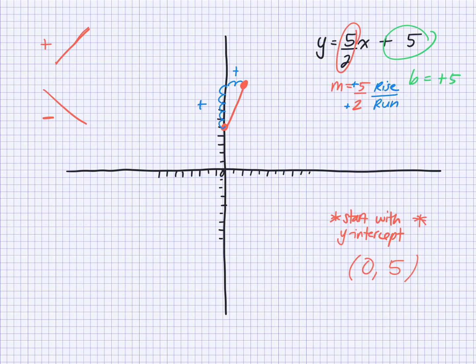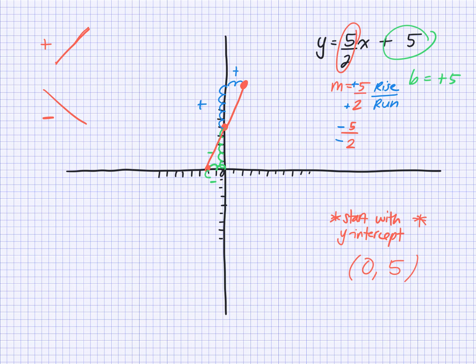Now, we can also go down, because if we have negative 5 over negative 2, that's still a positive slope, right? It doesn't change our slope. Now, if we go down 5, 1, 2, 3, 4, 5, moving on a graph going down is a negative. And then would I go to the left or right? You'd go to the left. Good, because that's negative 2. And that's my next point. And do you see how the line is straight? It has to be straight because it's linear. Perfect.